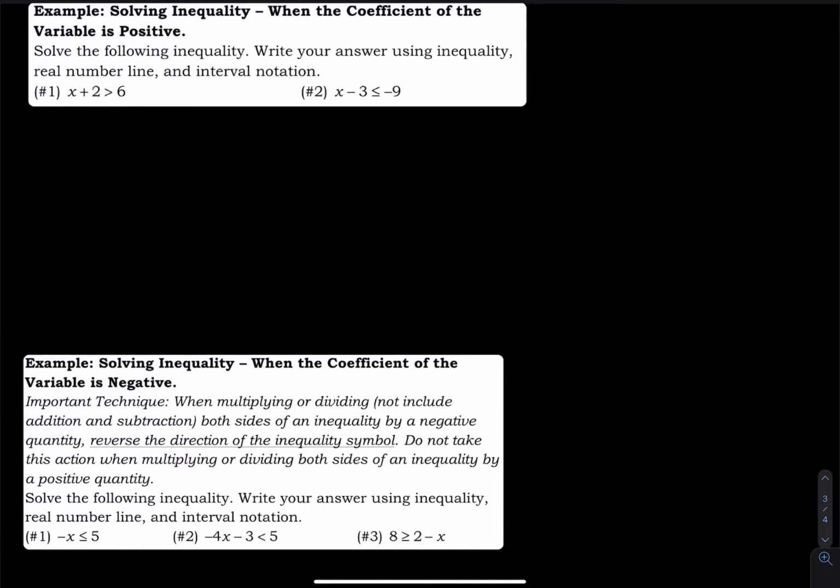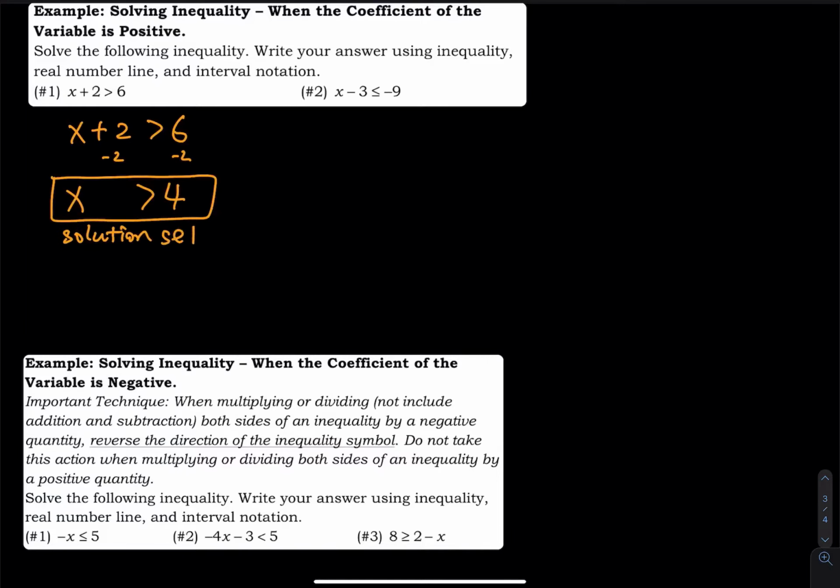In this video, we are going to solve several simple inequalities. The first one is x plus 2 greater than 6. Just like solving an equation, I subtract 2 on both sides in order to let x stand on one side by itself. So 2 minus 2 is gone, 6 minus 2 is equal to 4. So x greater than 4, we call this a solution set.